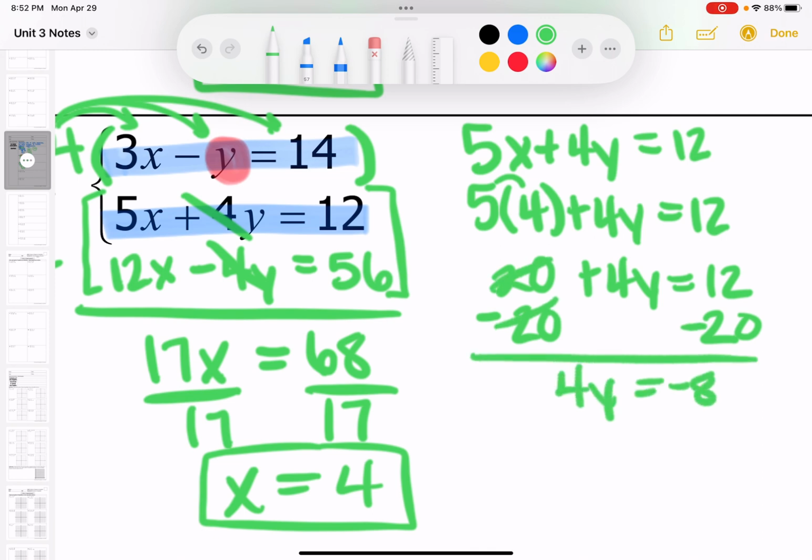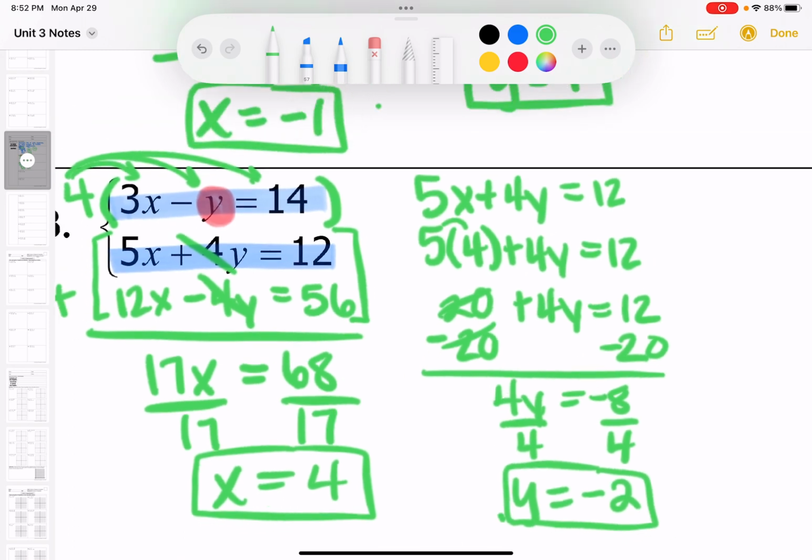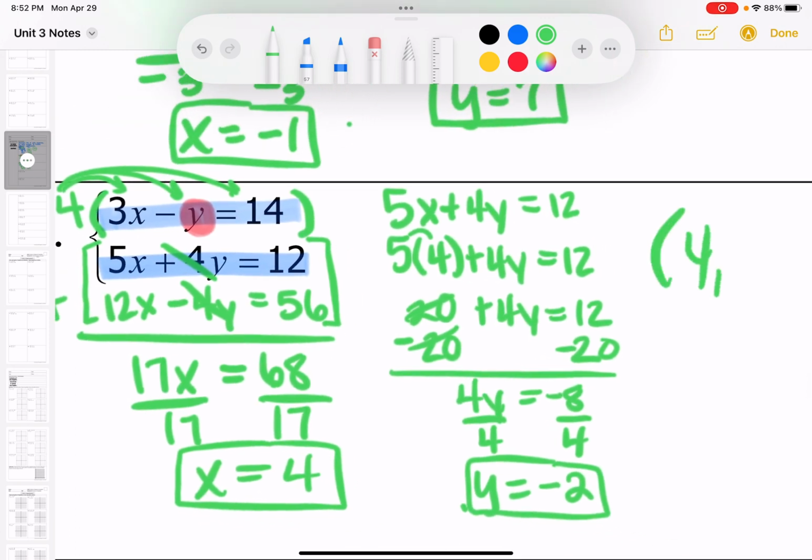Now I need to get 4y by itself, so I'm going to subtract 20 on both sides. So 4y equals negative 8. And then we're going to divide both sides by 4. So y is going to equal negative 2. So my answer is 4, negative 2.